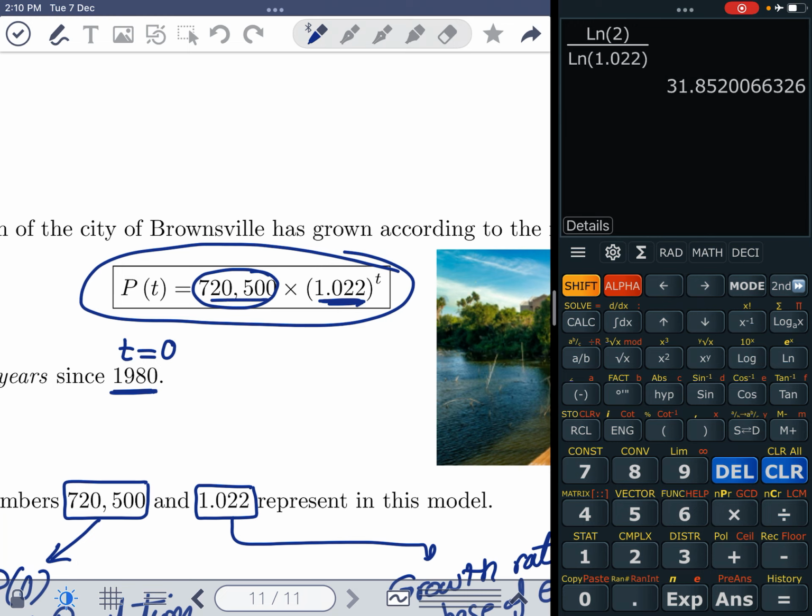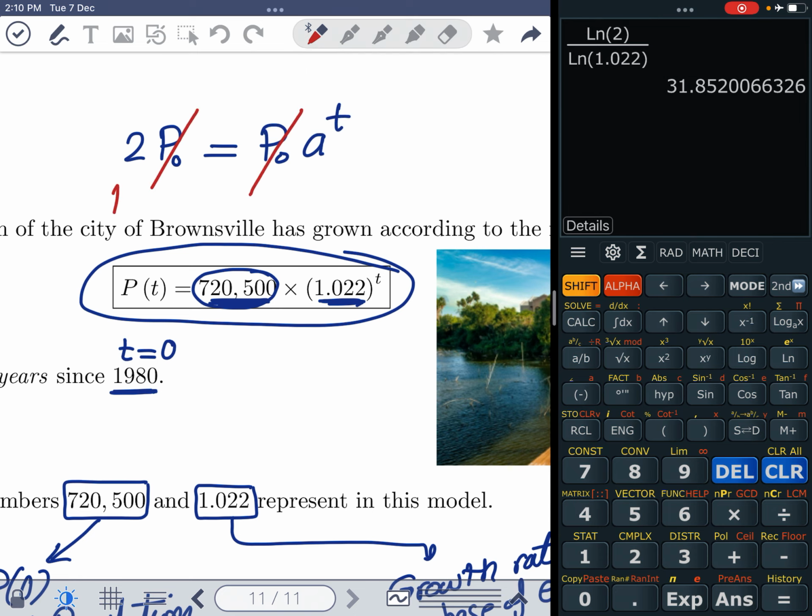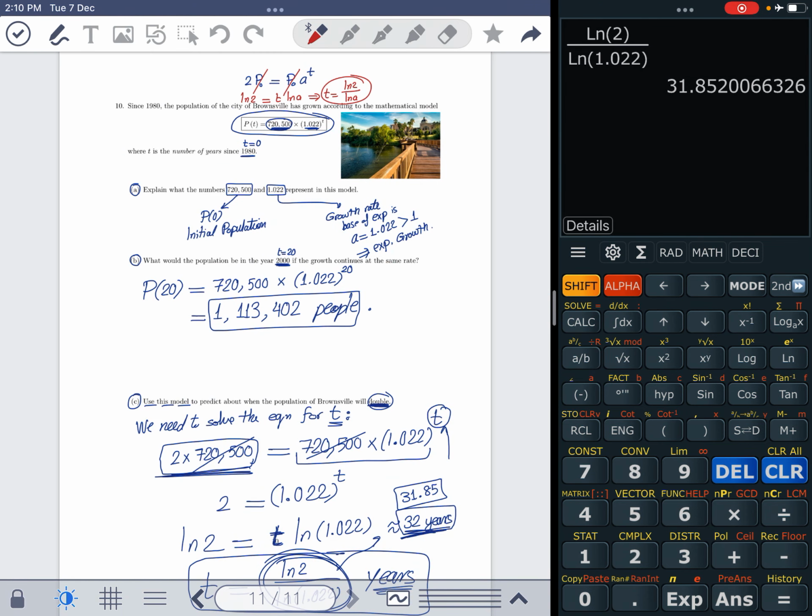And it doesn't matter what we start with, because when you have P0 times a to the t and you want it to be twice of itself, it will always cancel. And you will always have to apply ln, and you'll get ln 2 equals t ln a, and always t will be ln 2 over ln a. Okay, and I will stop here.